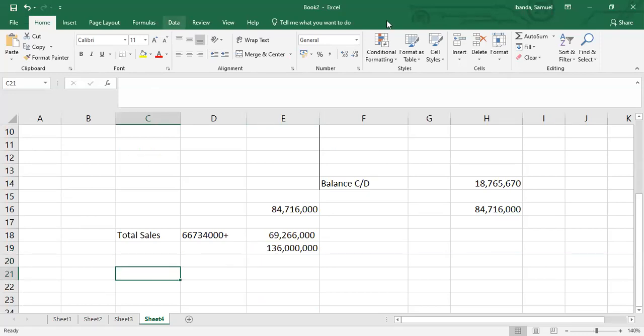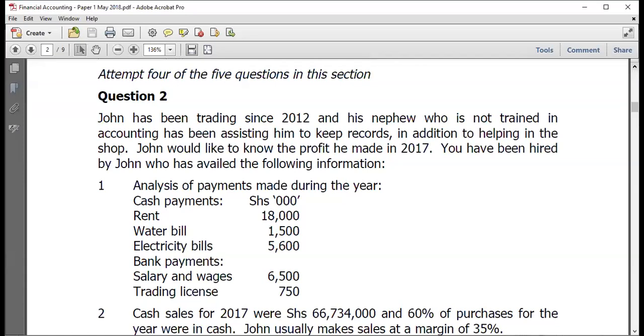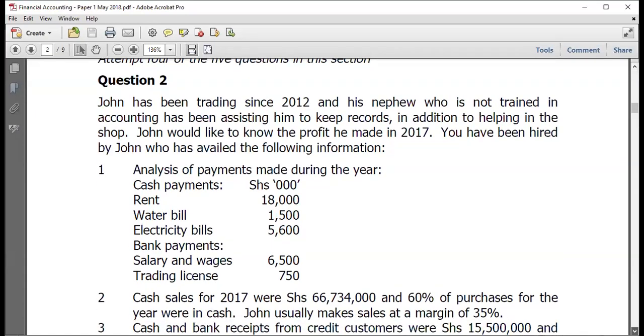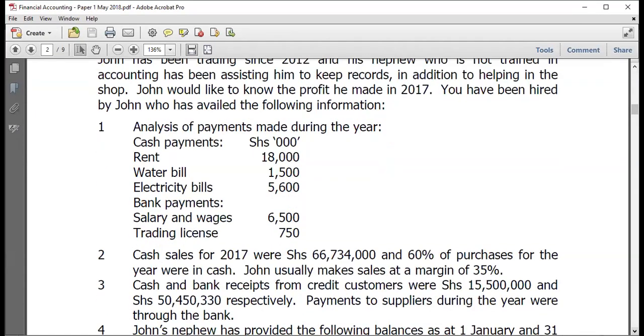Okay, so they have gone ahead to give us something here. They told us, remember, this is single entry, so it's about figuring out what you're supposed to do. But I want to tell you that these things are not hard, as long as after this question, you can try out three other questions. Okay, I want you to know that this will be much easier for you.